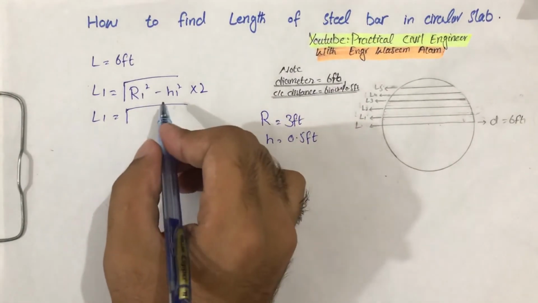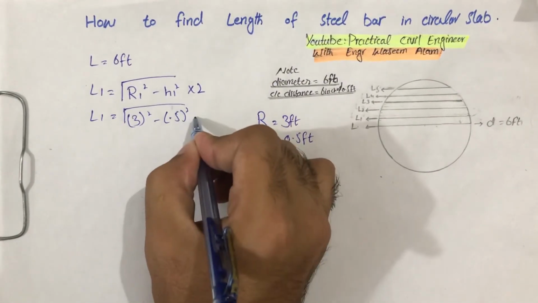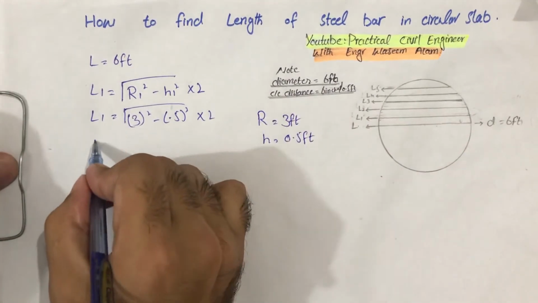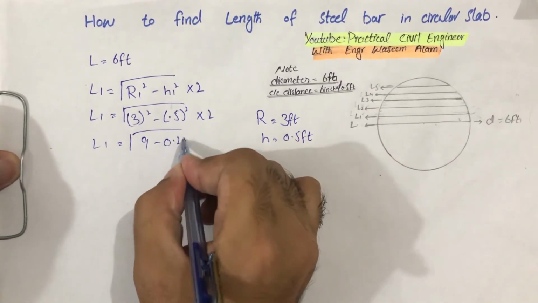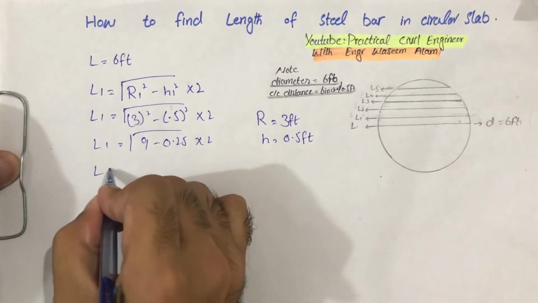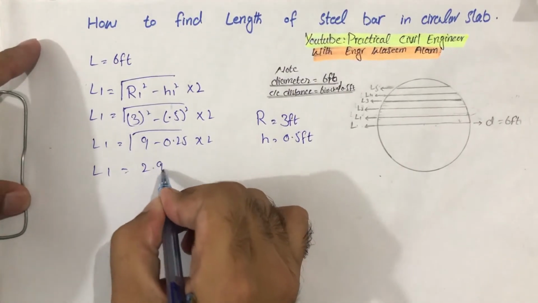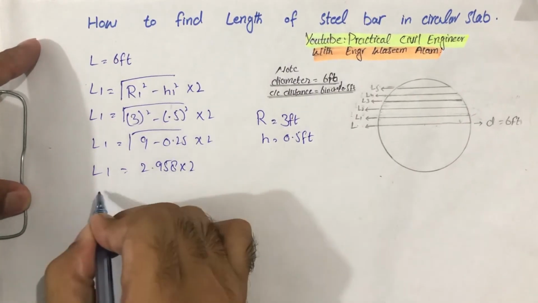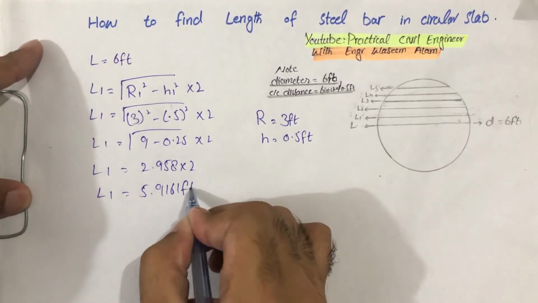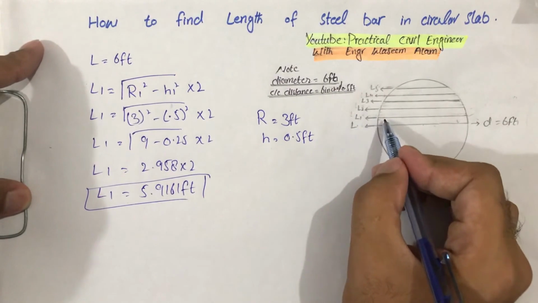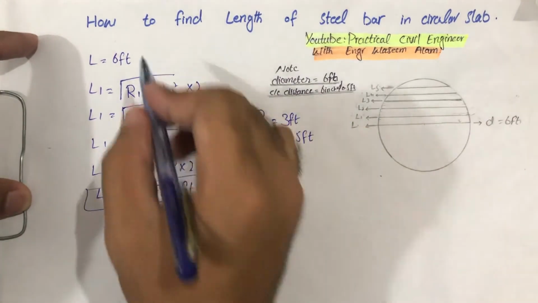So for that, 3 square minus 0.5 square, multiplied by 2. So L1 is equal to root of 9 minus 0.25, multiplied by 2. So L1 is equal to 2.958 multiplied by 2. L1 is equal to 5.9161 foot. So the length of L1 will be 5.916 foot and L is 6 foot.